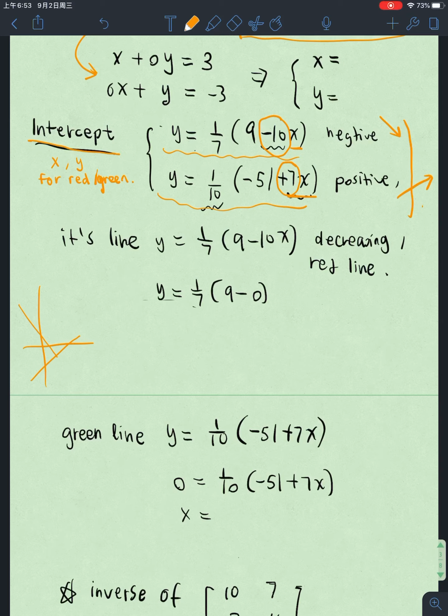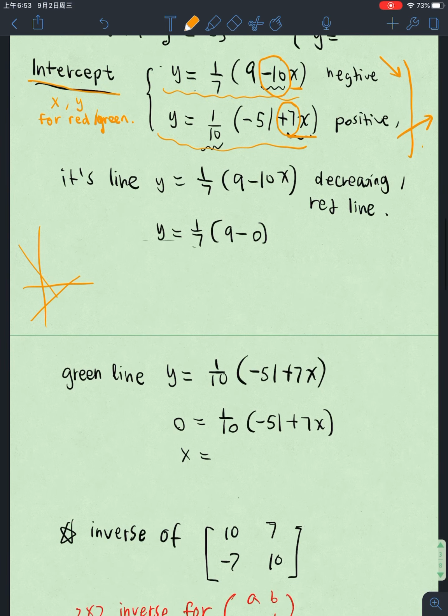That's problem 5. Oh my god, my authentication just failed. Okay, it doesn't really matter. I will just keep explaining.